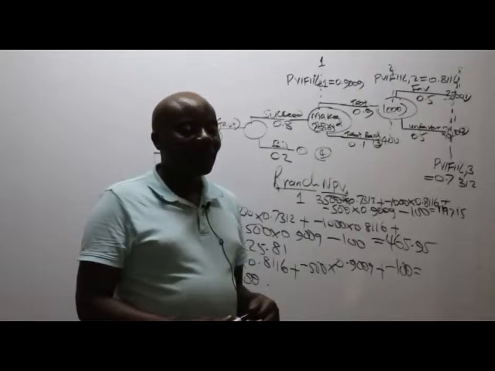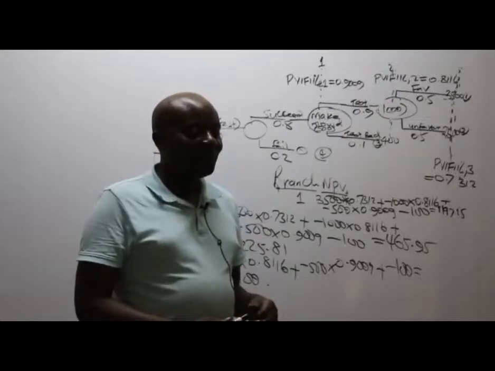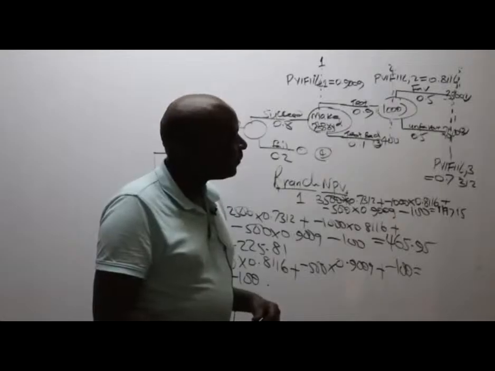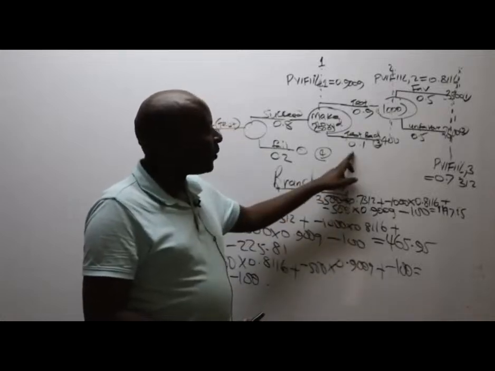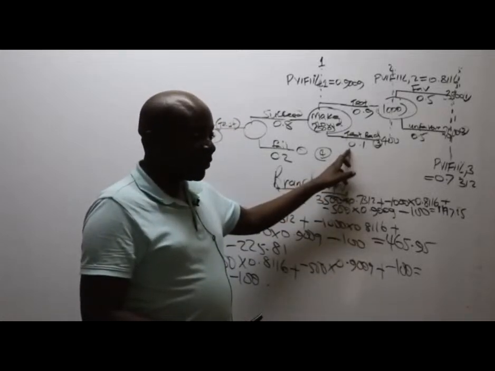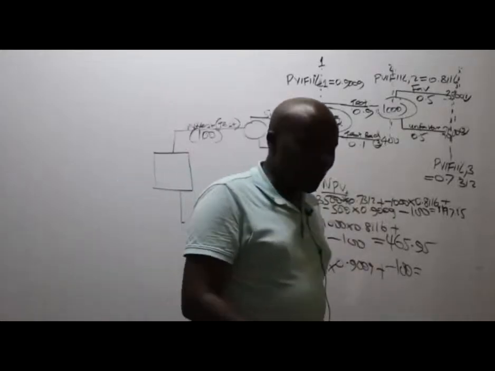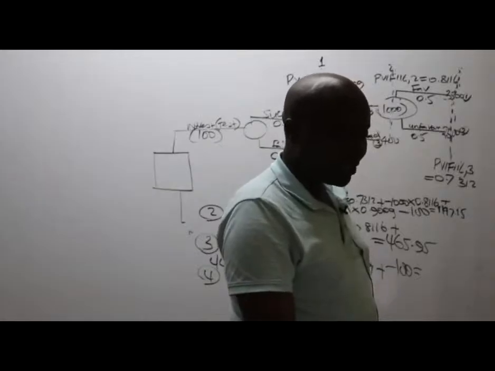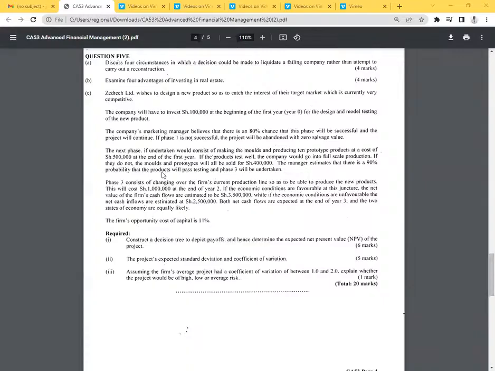Okay, I was asking, I got lost somehow from the area of favorable and unfavorable. And my question was about how do we reach to this test? There is a test of 0.9 and tests around 0.1. Yes, these are given in the question. If, for example, you're told here, the next phase, if undertaken, would consist of making the molds and producing 10 prototype products at a cost of 500,000 at the end of the first year.